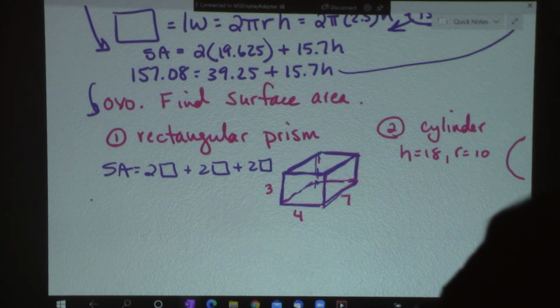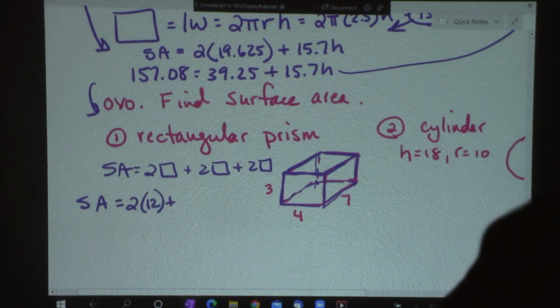So let's do the front. The front is 3 times 4, so I've got 2 times 12. All right? Now if this is 3 here, then this height will be 3 over here. So I've got 2 times 3 times 7. So I've got 2 times 21.